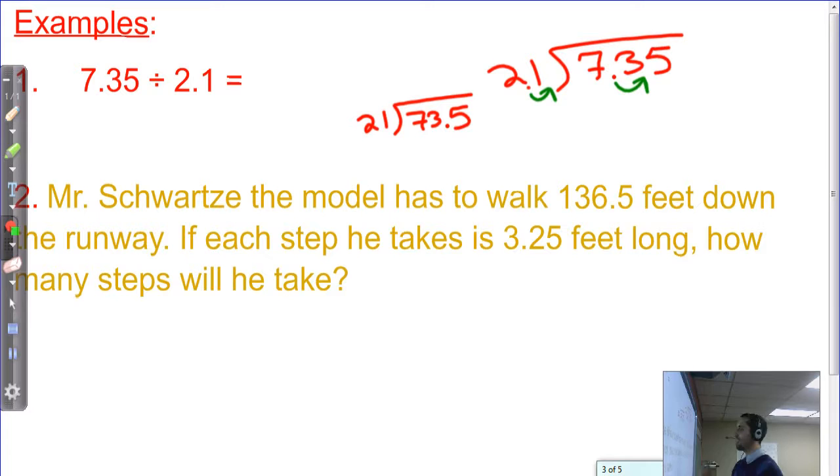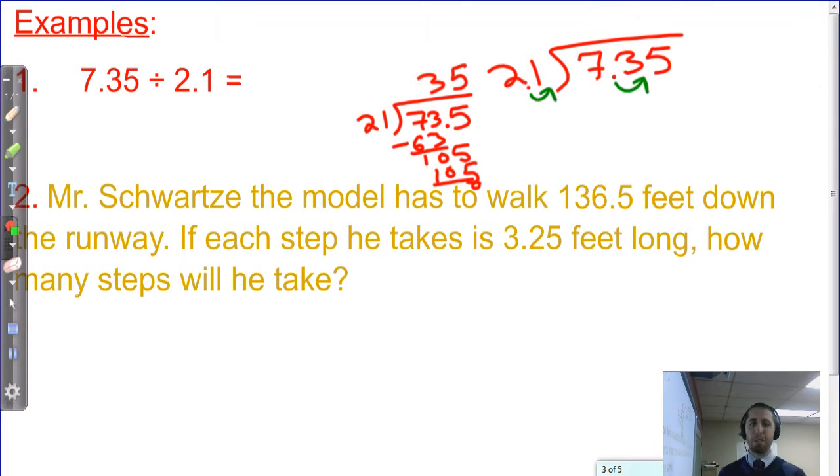21 goes into 73, let me think, probably 3 times. That'd be 63, or 3 times 1 is 3, 3 times 2 is 6. I can subtract and I get 10, and I bring down my 5. 21 goes into 105 5 times. 5 times 1 is 5, and 5 times 2 is 10. Oh, perfect. That worked out.